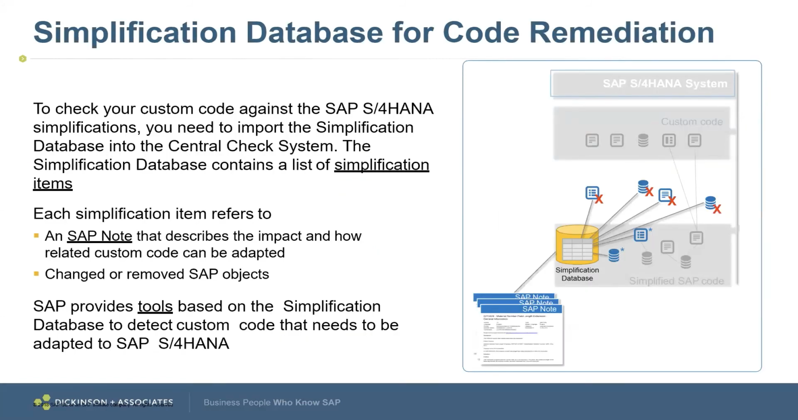So you run these tools against the simplification database, and it will actually give you OSS notes on particular objects. Items that describe the impact and how the code needs to be adapted. It can show objects that may need to be removed from the code. So it's a very tools-based approach that allows you to very quickly understand the changes that need to occur to your code.